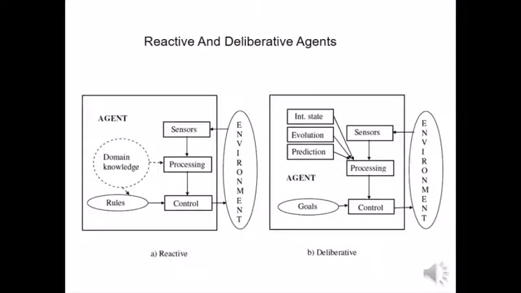These are reactive agents and this is deliberative agents. Everything is simple, everything is the same, except that it has previous states, previous data, instant data, and then evolution. Based on the previous data, it evolves and then does some predictions, and then it will react to the environment.